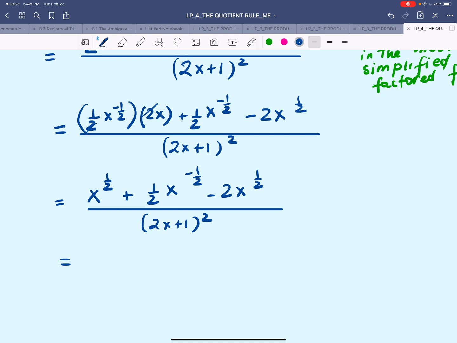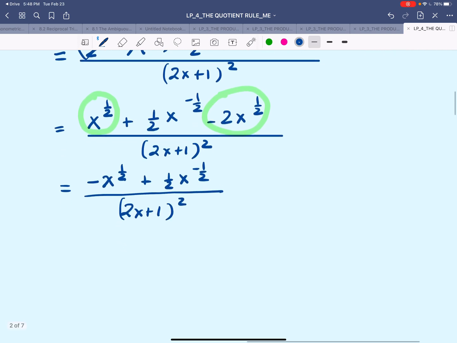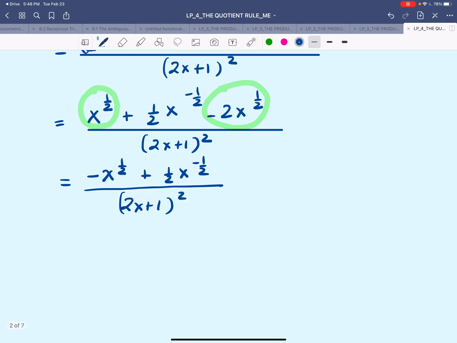So, as you can see here, we have like terms: 1x to the power of 1/2 and -2. So, therefore, we have minus x to the power of 1/2 plus 1 over 2x to the -1/2 over 2x plus 1 squared. So we're going to take out the greatest common factor.